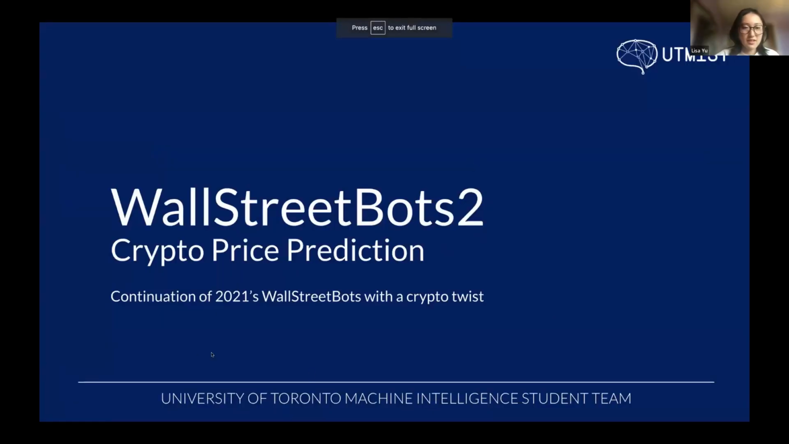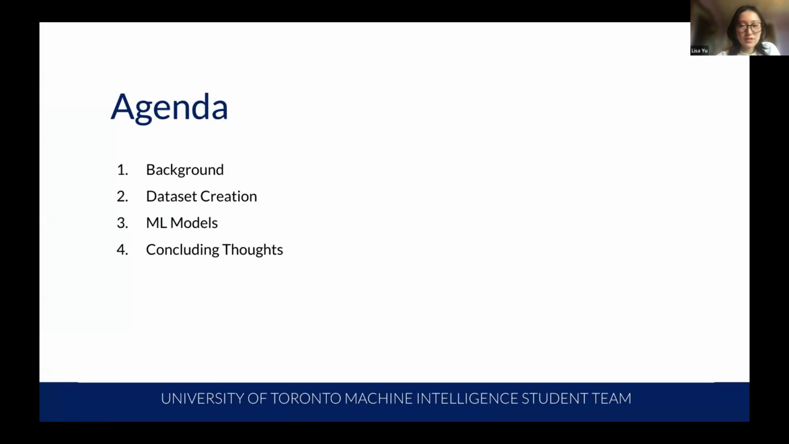Sounds good. Hi, everyone. WallStreetBots2 is a continuation of last year's WallStreetBots project. And the goal this year is to predict Bitcoin prices using machine learning. Next slide. Here's the agenda for the presentation. We'll go over the background for the project, how we created the data set, what machine learning models we used, and each of their results, and finish up with some concluding thoughts.